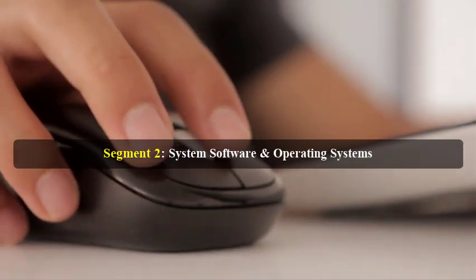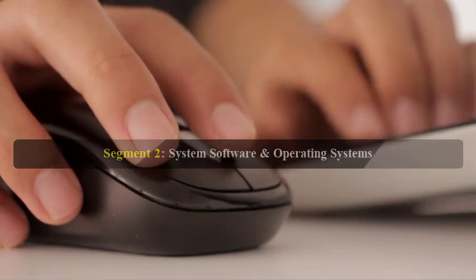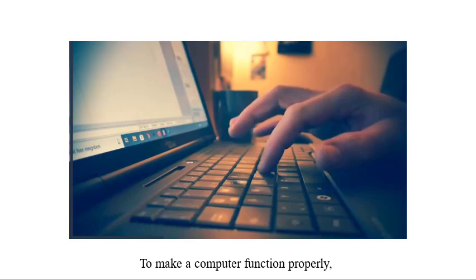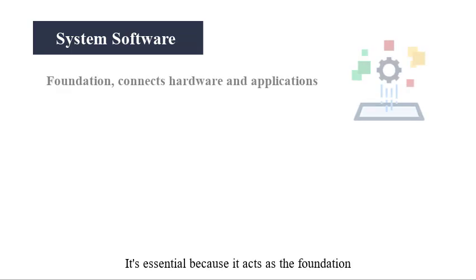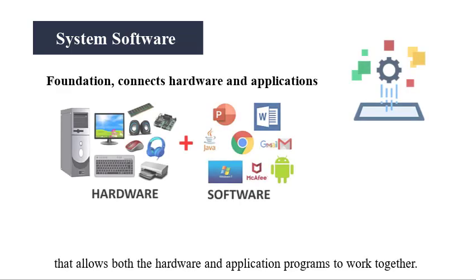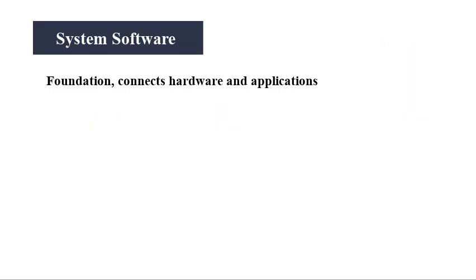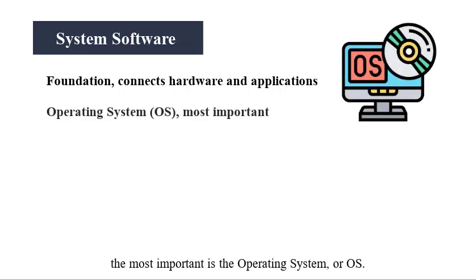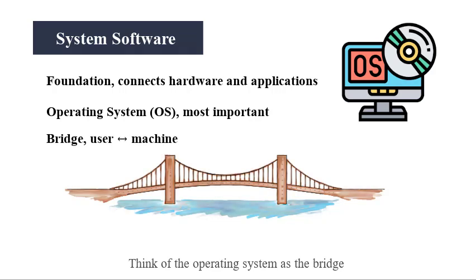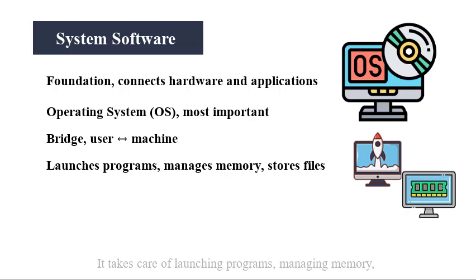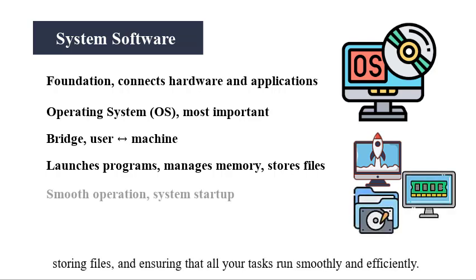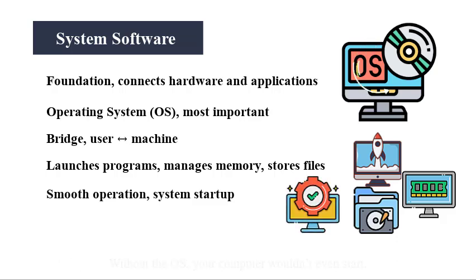Segment 2. System software and operating systems. To make a computer function properly, we rely on a special kind of software called system software. It's essential because it acts as the foundation that allows both the hardware and application programs to work together. Among all types of system software, the most important is the operating system, or OS. Think of the operating system as the bridge between the user and the machine. It takes care of launching programs, managing memory, storing files, and ensuring that all your tasks run smoothly and efficiently. Without the OS, your computer wouldn't even start.